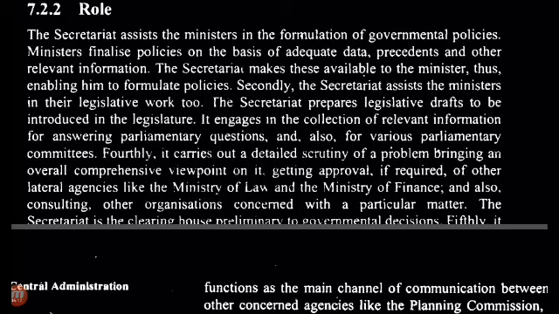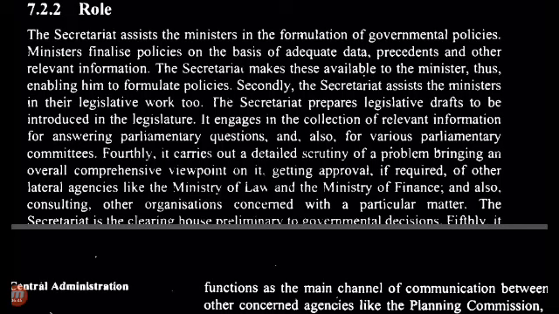Fourthly, it carries out a detailed scrutiny of a problem, bringing an overall comprehensive viewpoint on it, getting approval, if required, of other lateral agencies like the Ministry of Law and Ministry of Finance, and also consulting other organizations concerned with a particular matter. The Secretariat is the clearing house primarily for governmental decisions.